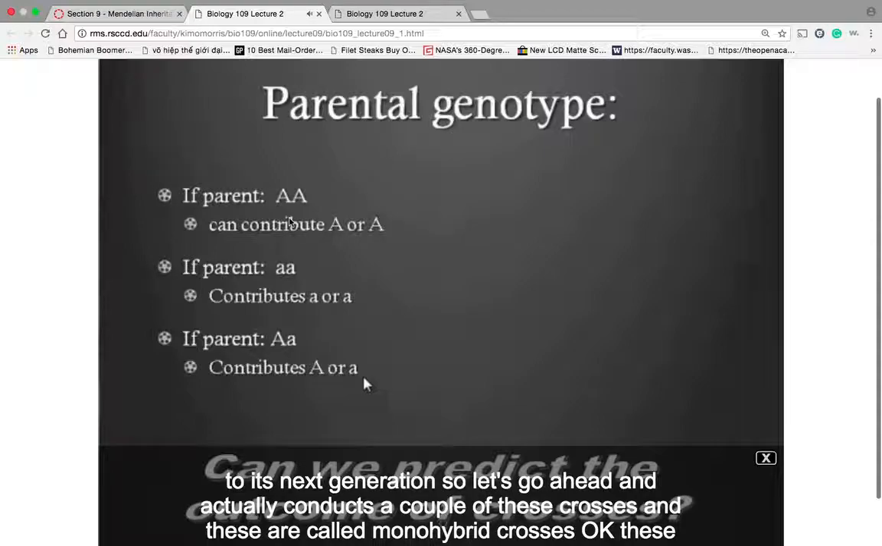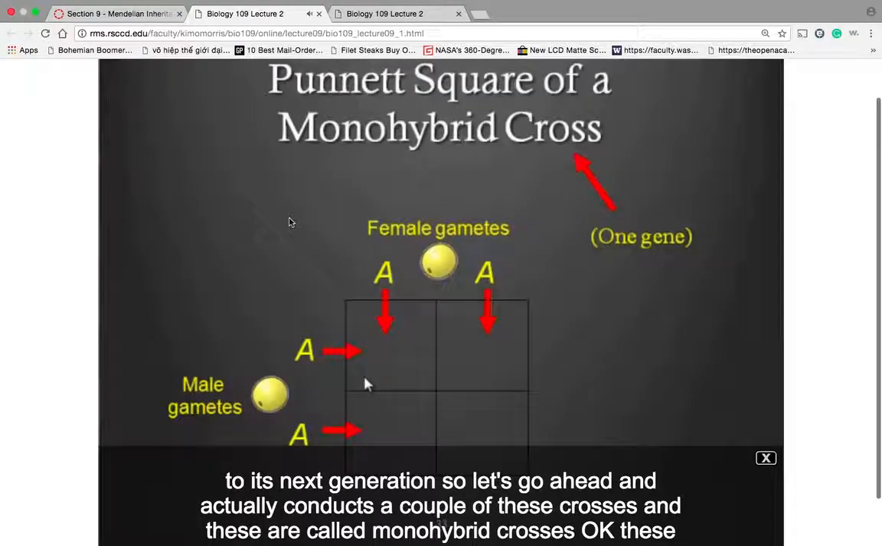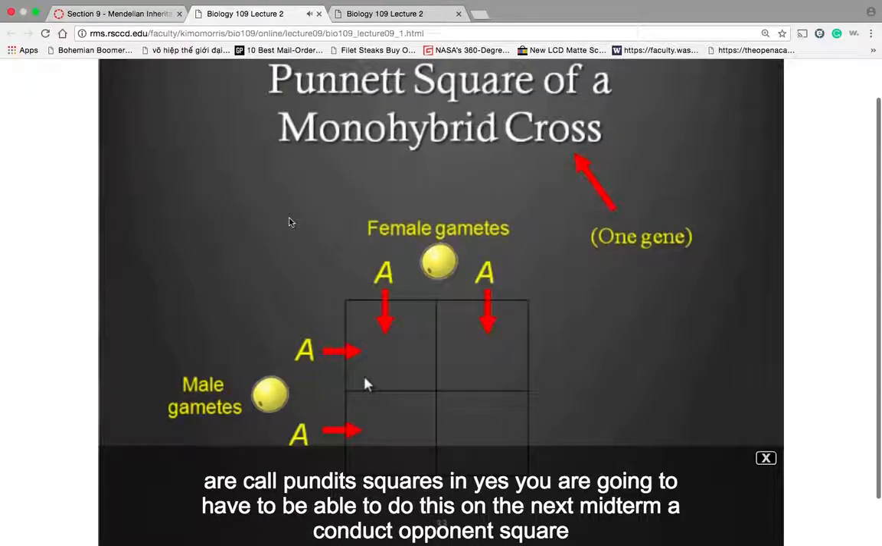So let's go ahead and actually conduct a couple of these crosses, and these are called monohybrid crosses. Okay, these are called Punnett squares, and yes, you are going to have to be able to do this on the next midterm, conduct a Punnett square.